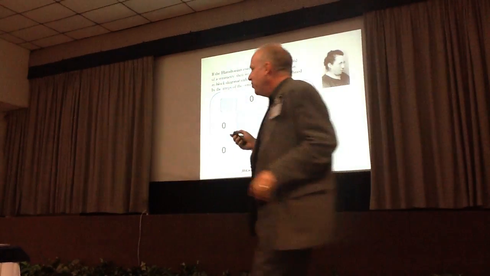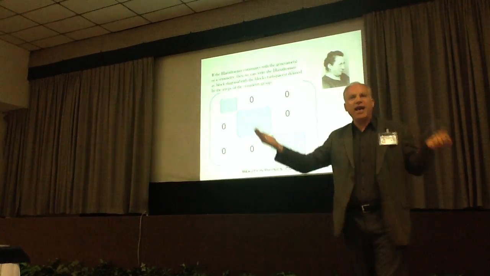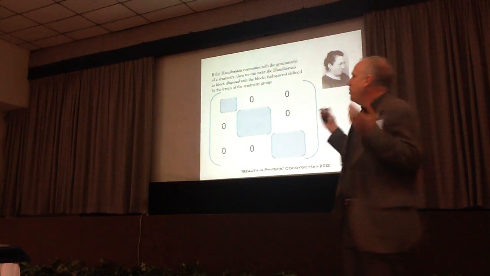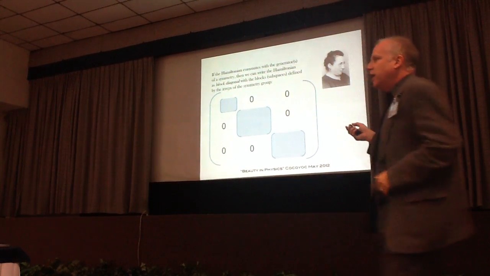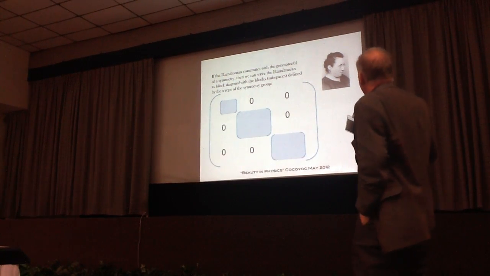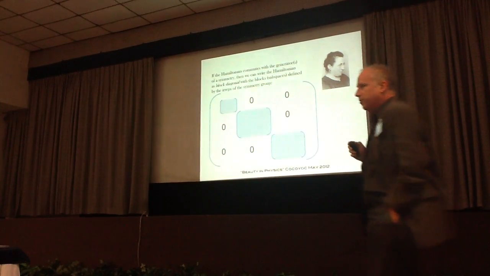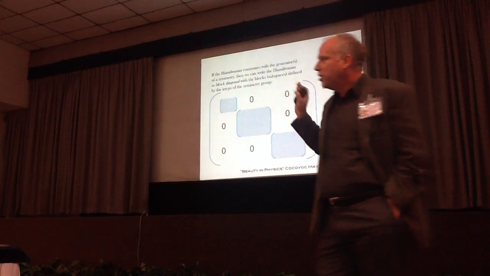But the way we look at this is that if we have a Hamiltonian which commutes with generators or the Casimirs, we can then rewrite the Hamiltonian in block diagonal form. And so we have these blocks which are basically marked out by the irreps of the symmetry group, and they don't talk to each other. And I'm going to come back to this little picture later on.